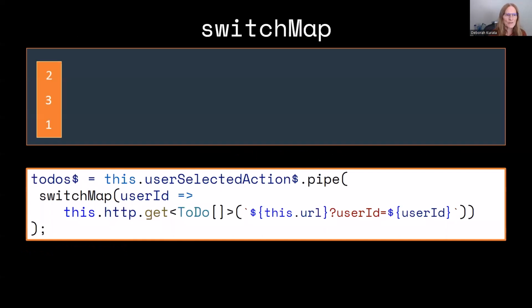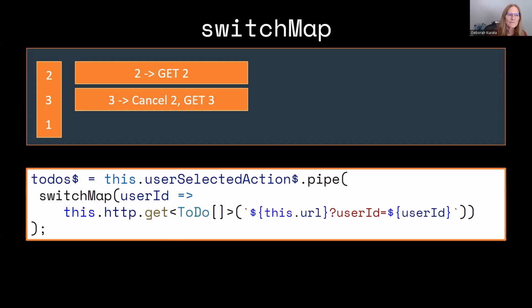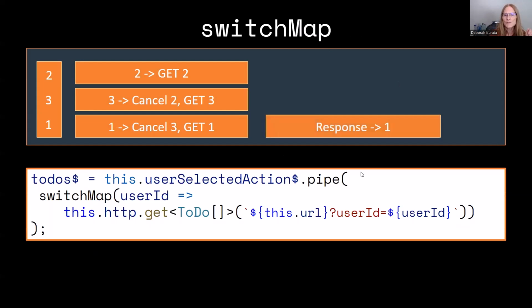So going back to our same scenario where I've picked user 2, then 3, then 1, let's see what happens when switch map is used. So we start by picking that second one. It goes to get it. As soon as I pick the third, it cancels that second one. Then it goes to get the third one. As soon as I pick one, it cancels the third one and it starts to get the first one. The only one that completes, the only response that I get back is the one for the last one I picked, which is that first user.